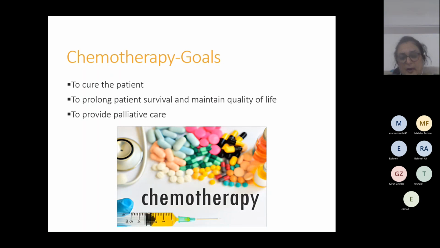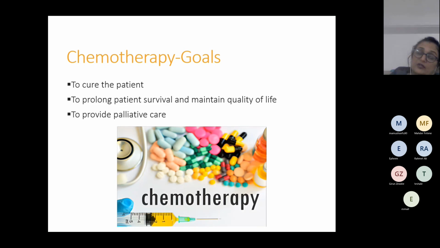Generally, these cancer patients have a very bad quality of life because they are suffering from one symptom or another, or at least sometimes suffering from the side effects of the drug, not with respect to the disease, but with respect to the drug. So they face a lot of problems, right? So chemotherapy sometimes is given to cure the patient. Sometimes it is given to prolong the patient's survival and also to maintain or improve the quality of life of the patient. And lastly, to provide palliative care. So, what do you mean by palliative care?